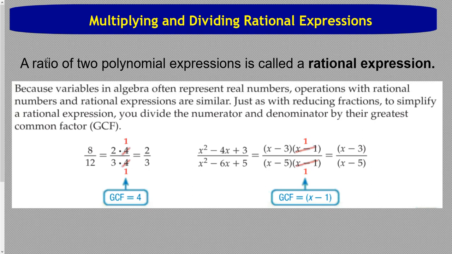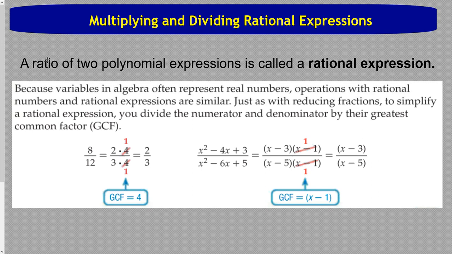All right, we're going to talk about multiplying and dividing rational expressions. So first, we should probably talk about what a rational expression is. A rational expression is anything that's written as a ratio, right? That's where the word rational comes from. Because variables in algebra often represent real numbers, operations with rational numbers and rational expressions are very similar.